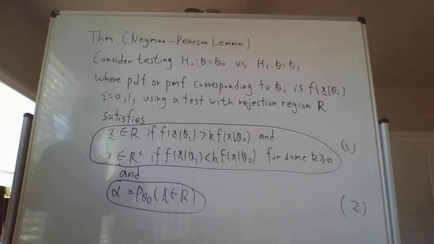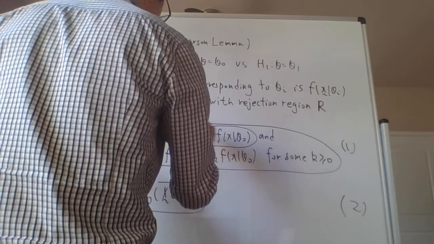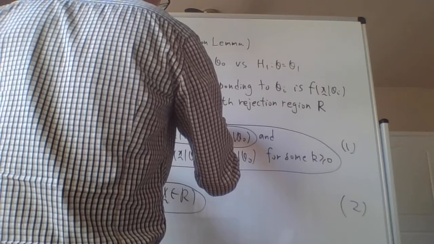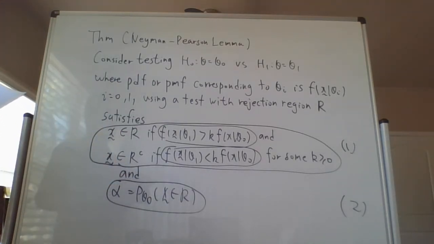and X belongs to the complement of the rejection region, which is the acceptance region, if the PDF or PMF under the alternative is less than K times the PDF or PMF under the null hypothesis. So actually these two conditions are very important. So for some K greater than or equal to 0, we have the condition for belonging to the rejection or acceptance region, and we have a second condition that alpha is the probability that the sample belongs to the rejection region. So these are the two important conditions.